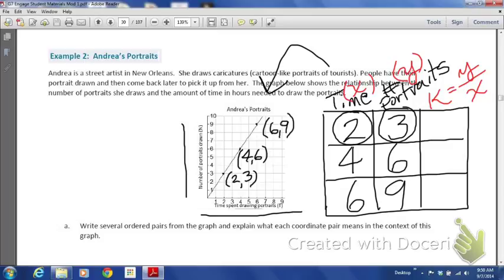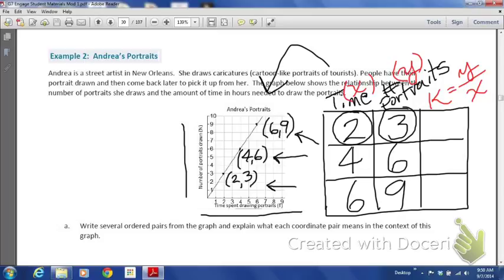Okay, now what do each of these points mean? Well, each of these points means that, for example, if I looked at 2, 3, in 2 hours, Andrea can draw 3 portraits. Okay, if I look at point 4, 6, in 4 hours, she can draw 6 portraits, and in 6 hours, she can draw 9 portraits.